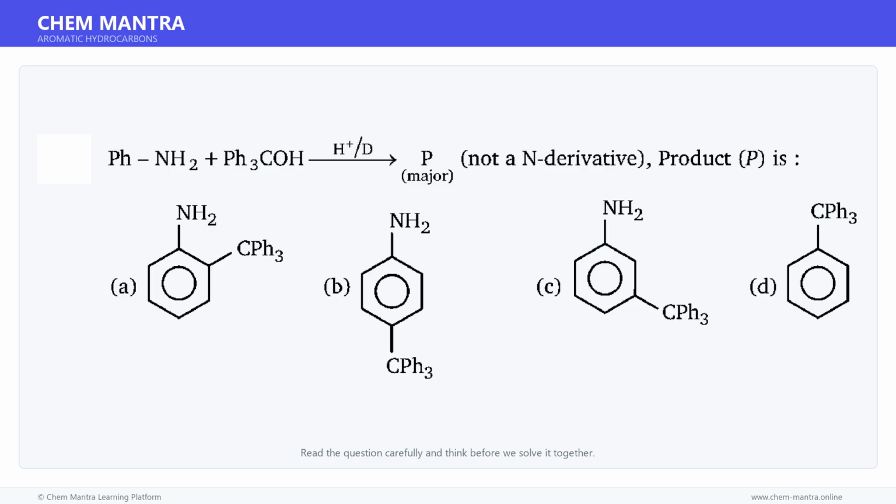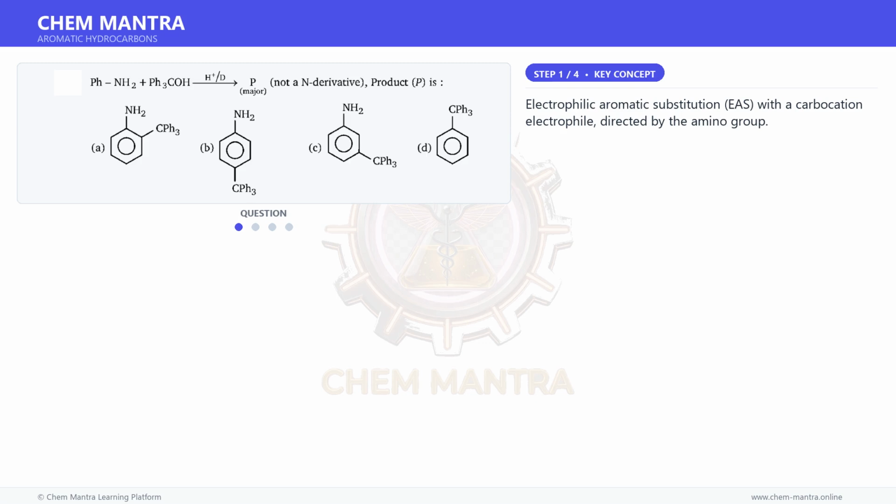Here is a question. Read it carefully and think about the answer. Let us solve it step by step. Let us first understand the key concept here. Electrophilic aromatic substitution, EAS, with a carbocation electrophile directed by the amino group.